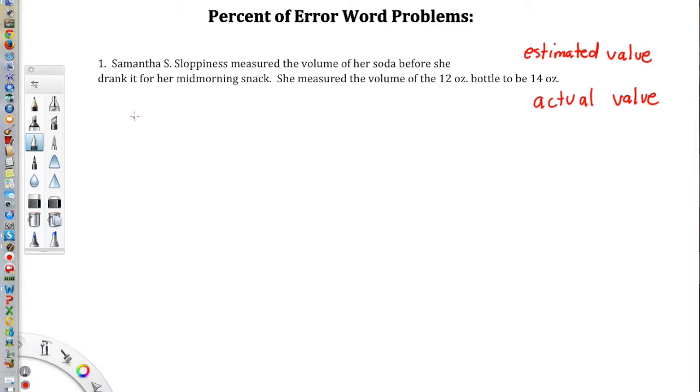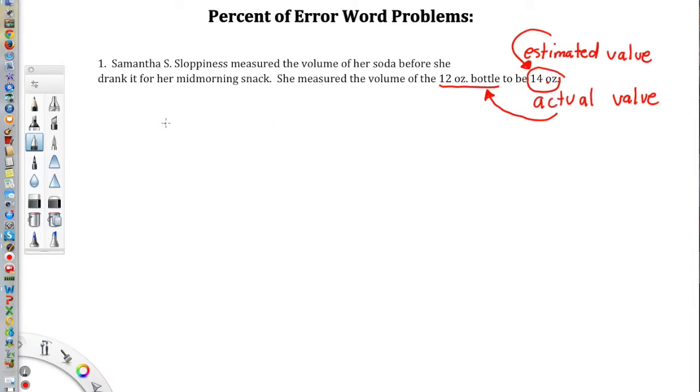Let's read the problem. Samantha S. Sloppiness measured the volume of her soda before she drank it for her mid-morning snack. Not a very healthy snack. She measured the volume of the 12-ounce bottle to be 14 ounces. Well, right here it says she measured the volume of the 12-ounce bottle. So it is a 12-ounce bottle. That is the actual amount. Okay, you have to understand the English language the way it works. There's a statement here: she measured the volume of the bottle to be 14 ounces. Now this is her estimated amount. So we can see that she overshot it a little bit.